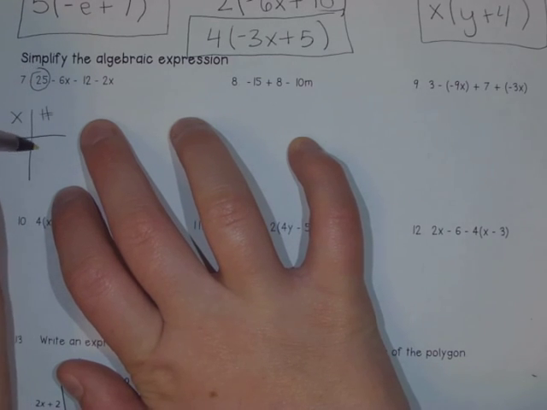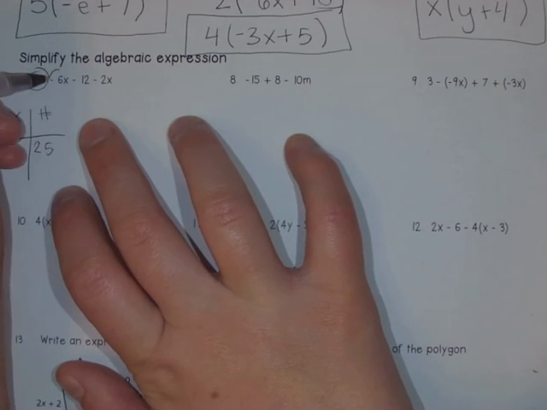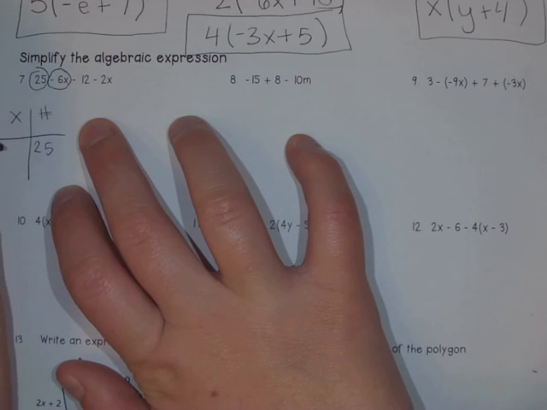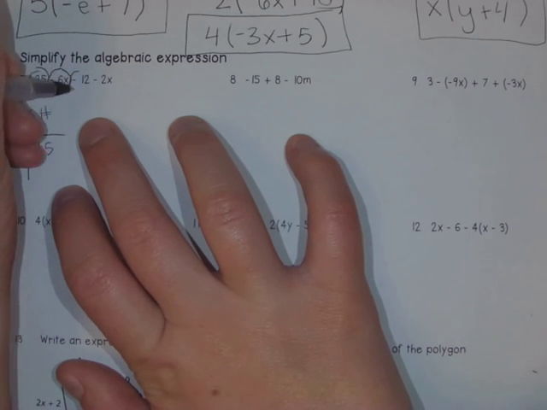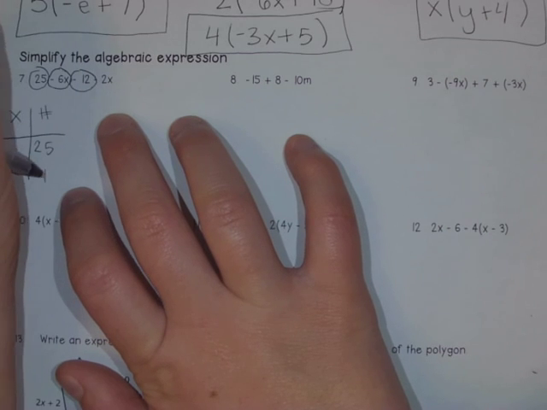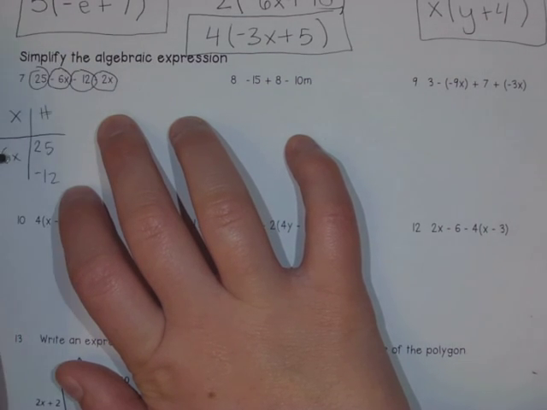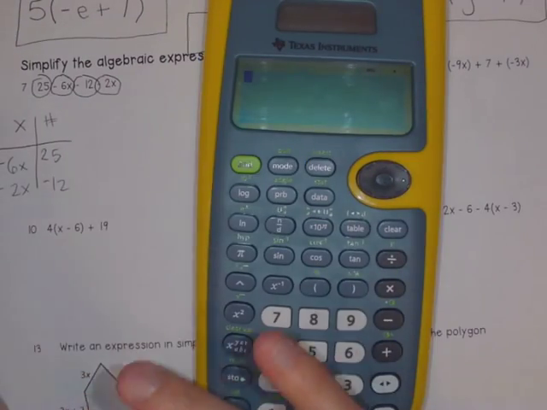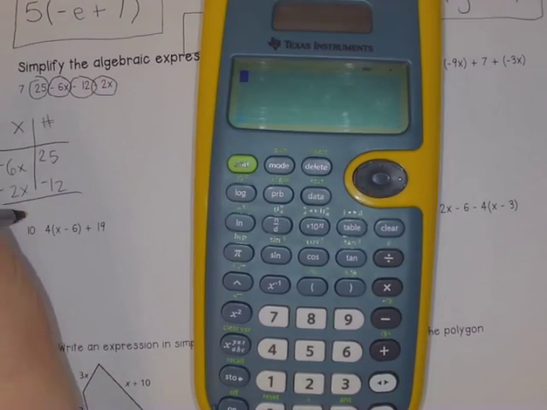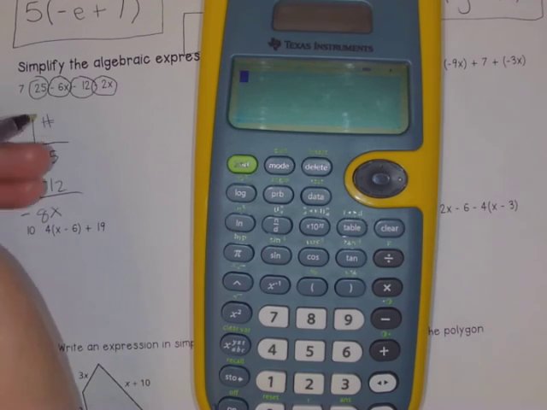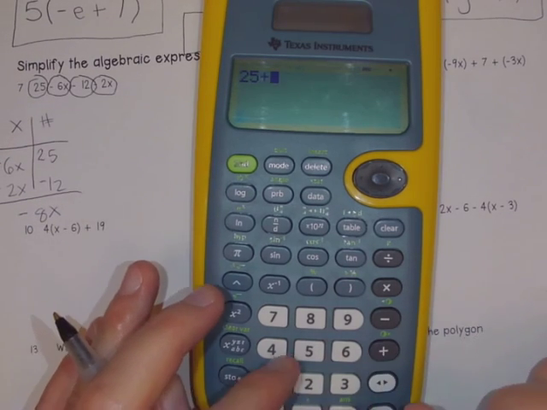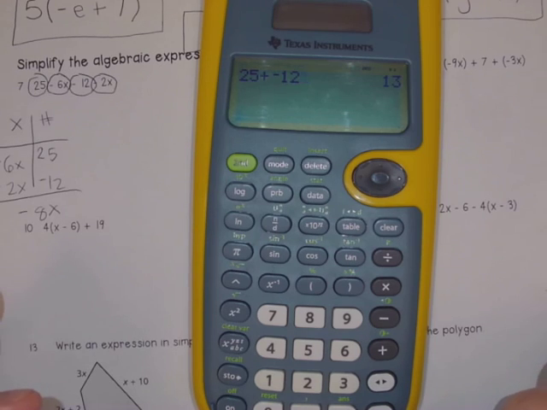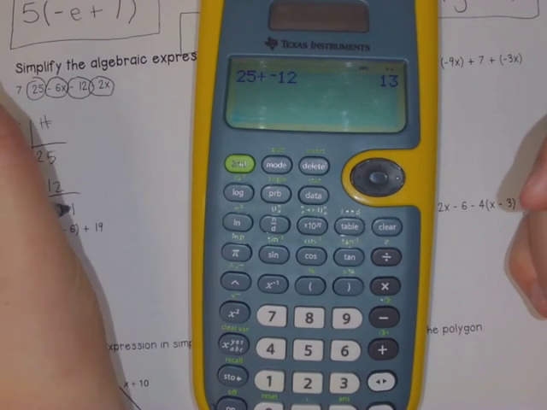We have 25. We have negative 6x. We have negative 12. And we have negative 2x. Okay, and then what you do is you just add those up. Negative 6 plus negative 2 is going to be a negative 8x. Then 25 plus a negative 12 is going to be positive 13.